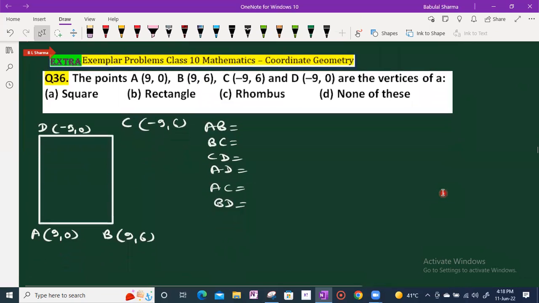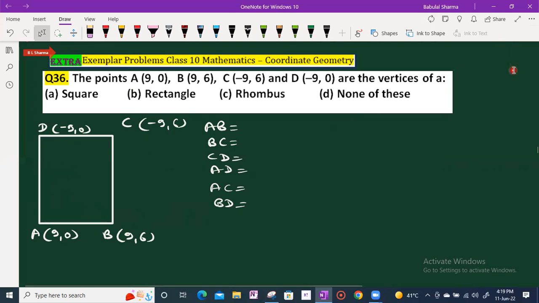Next question. The points A (9, 0), B (9, 6), C (-9, 6) and D (-9, 0) are the vertices of what? To find this, we will find out whether it is a square, a rectangle or a rhombus. For a rhombus, all four sides should be the same. For a rectangle, opposite sides should be equal but the diagonals should also be equal. For a square, all four sides should be equal and the diagonals should also be equal.